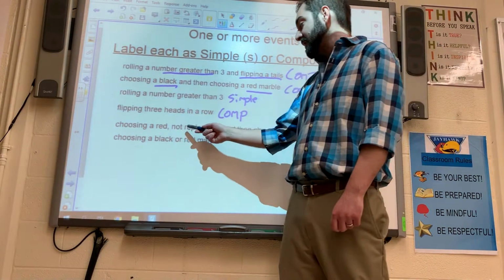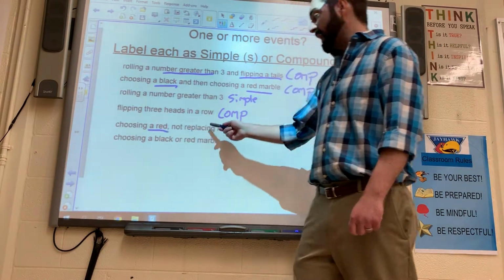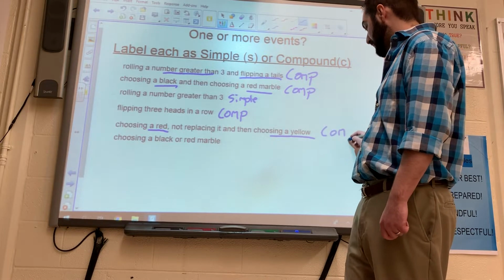Choosing a red, not replacing it, and then choosing a yellow. Well, I'm choosing red, I'm not putting it back, and then I'm choosing another color, yellow. So again, that would be compound.